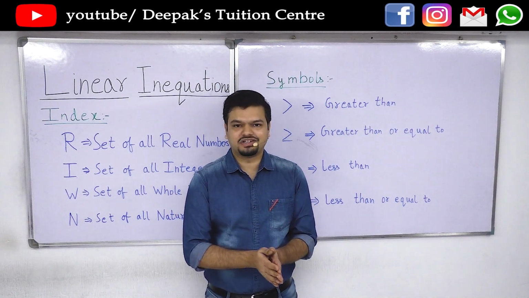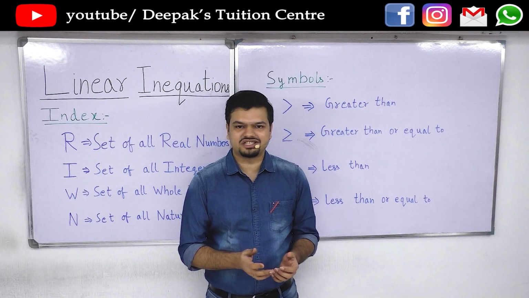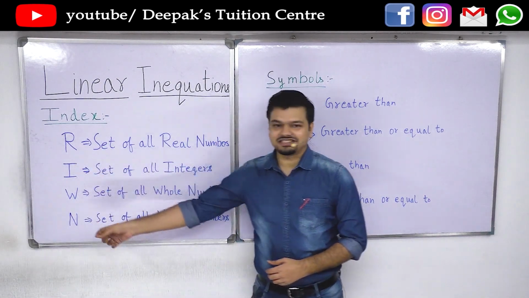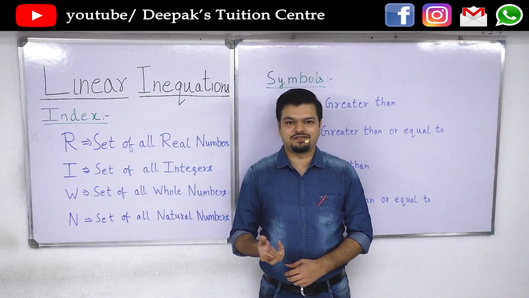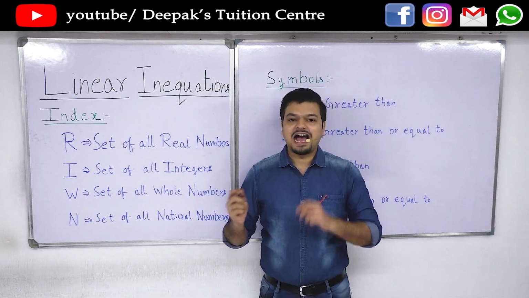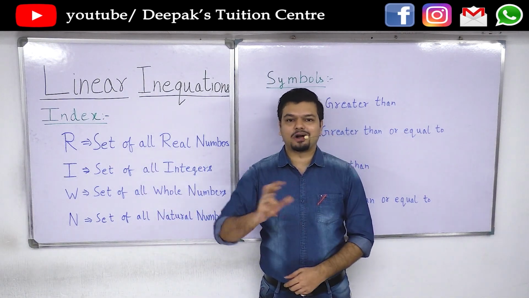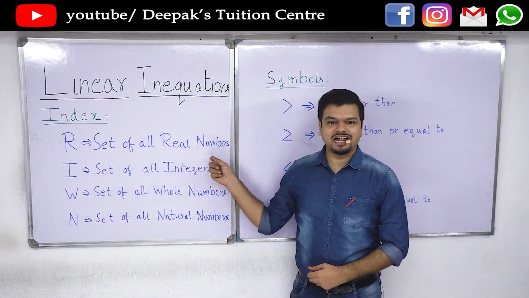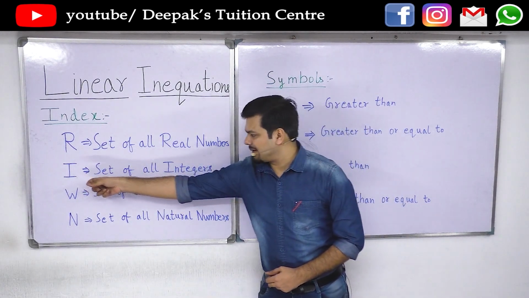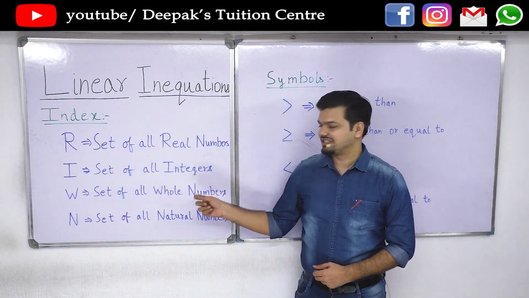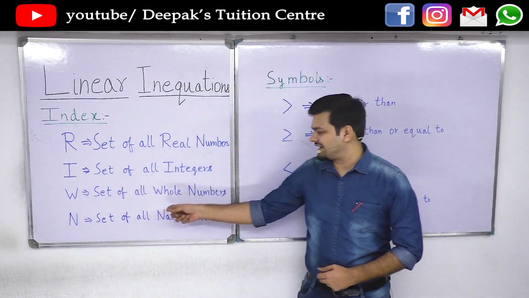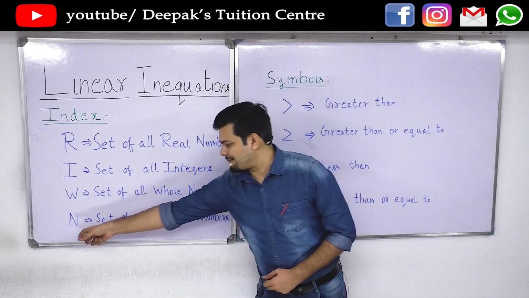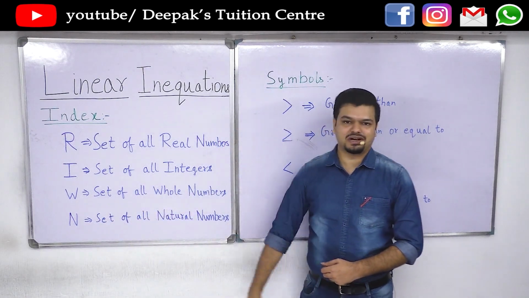Before going into the procedures, let us understand a few terminologies. These are a few letters that are given in almost every sum. One of them will be given and you will have to understand what they represent. So capital R represents the set of all real numbers. Capital I represents the set of all integers. Capital W represents the set of all whole numbers, while capital N represents the set of all natural numbers.